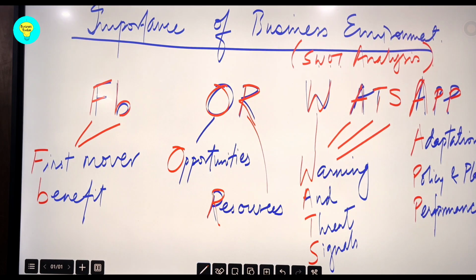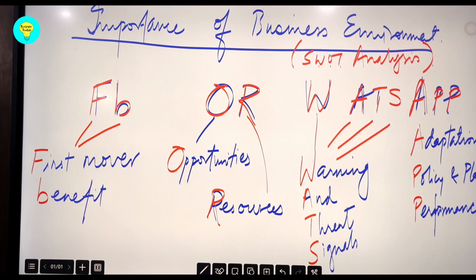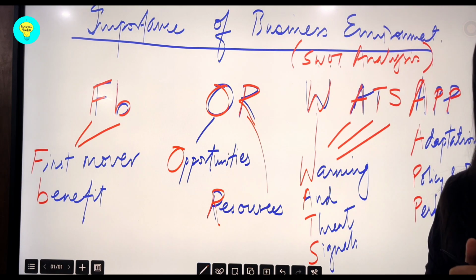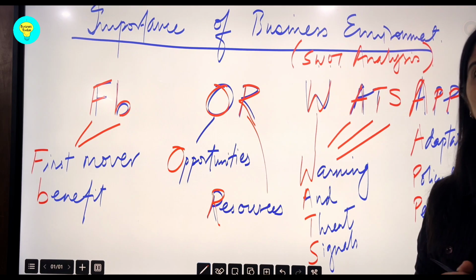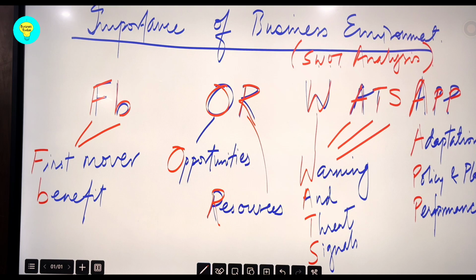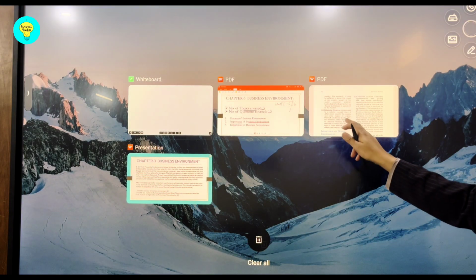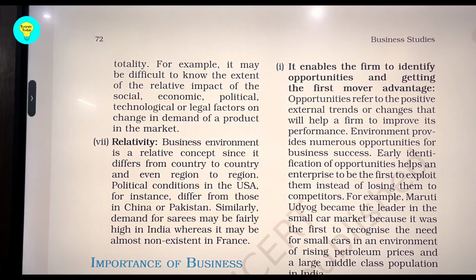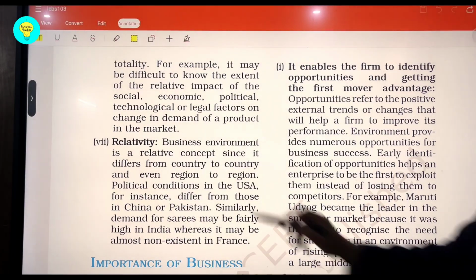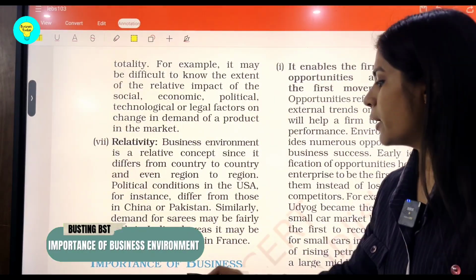It also leads to planning and policy formation according to the roadmap that we create. And finally, it leads to enhancement in the performance, that is effectiveness and efficiency of an organization towards achievement of its common organizational goals. So now let us see, students, how these points have been covered in NCERT on page number 72. It's under the topic importance of business environment.